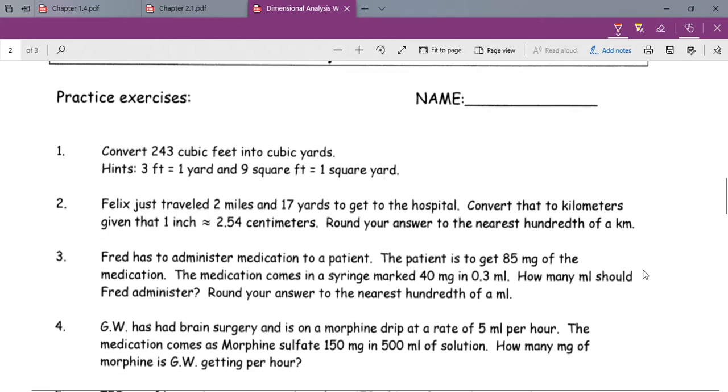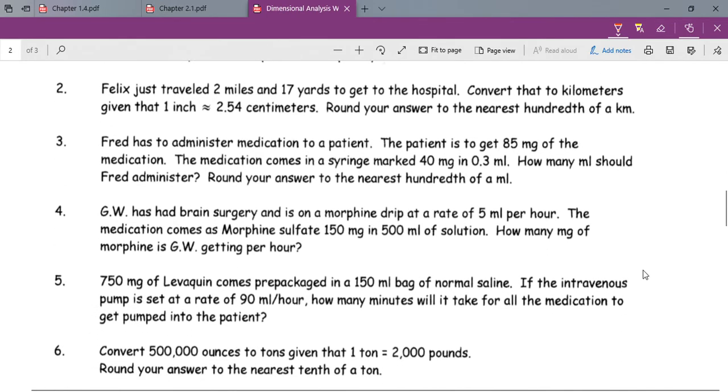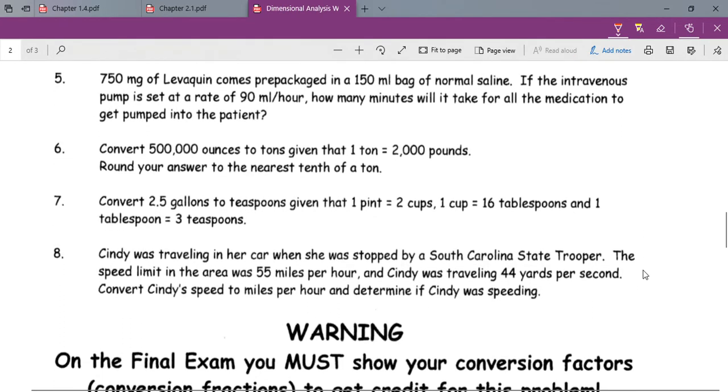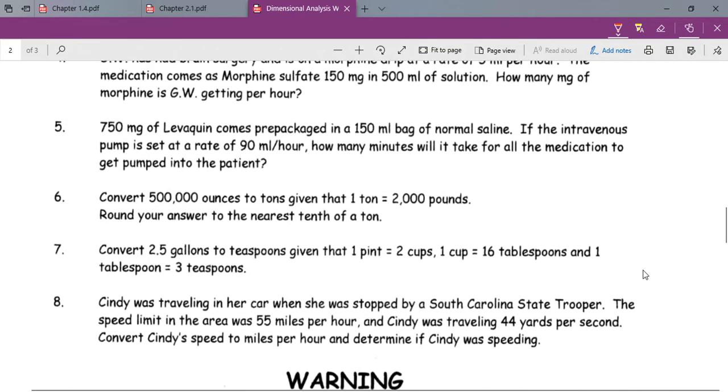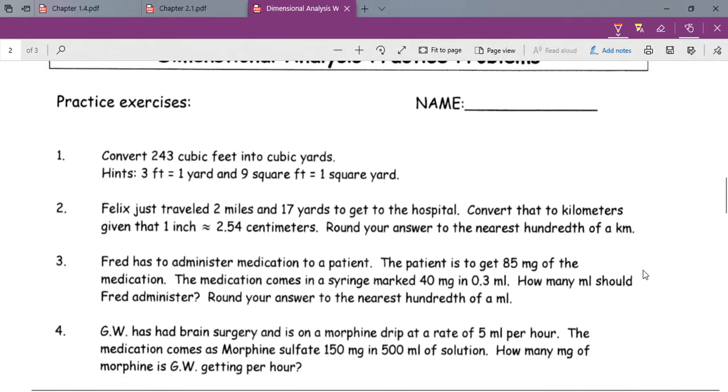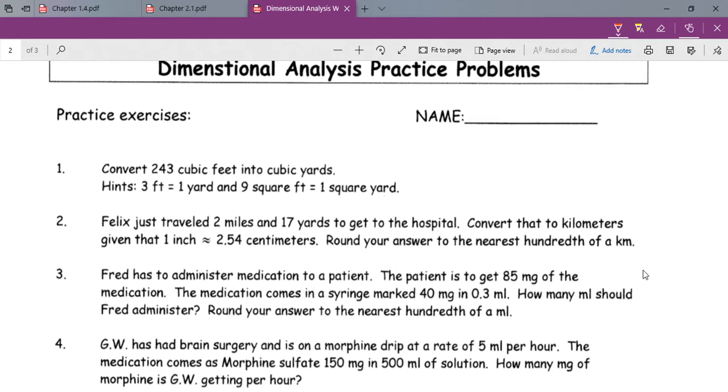Okay, now we do have some practice exercises here. And like I said, just like the other worksheet that you worked on, you need to go through these and do all of them. Okay, so let's just at least do the first one. It says convert 243 cubic feet into cubic yards. Okay, the hint here says 3 feet equals 1 yard and 9 square feet equals 1 square yard.